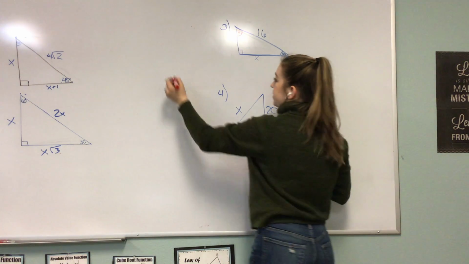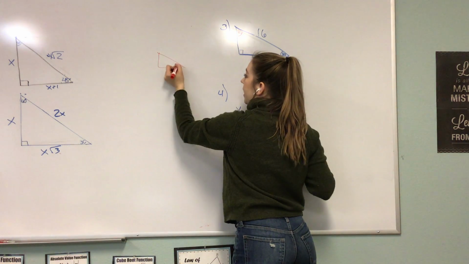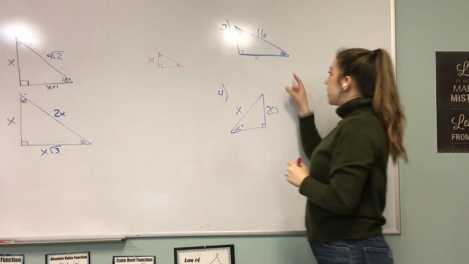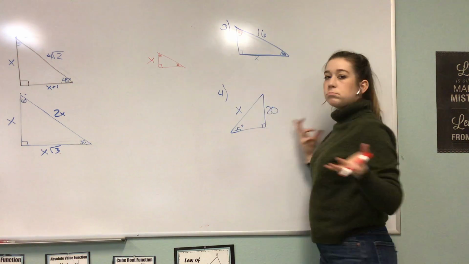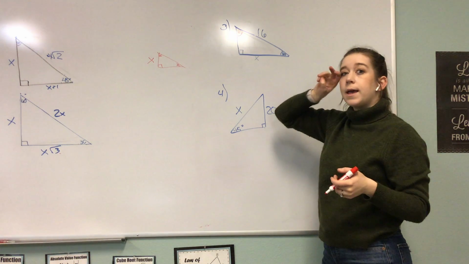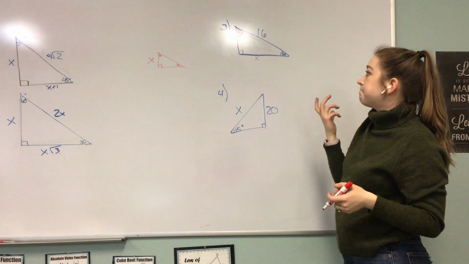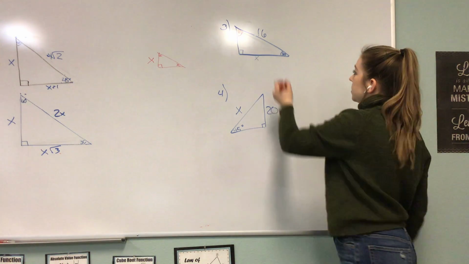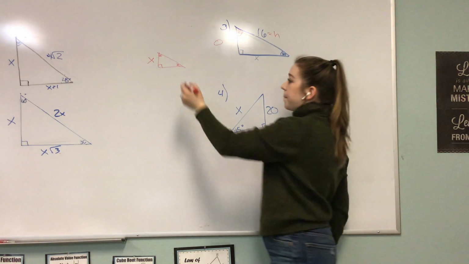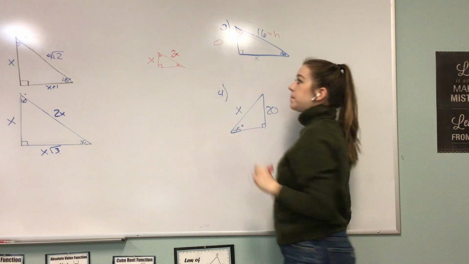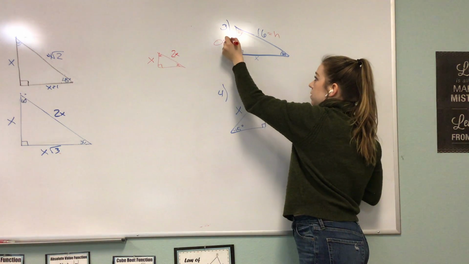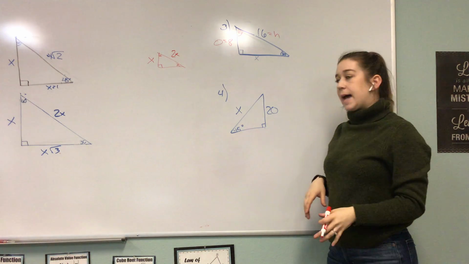Looking at, I'm just going to rewrite it, a 30, 60, 90, opposite of your 30 is the x value. And then this is 2x. In this case, instead of calling it x, I'm just going to call it my opposite. So this is my opposite and this is my hypotenuse. So my hypotenuse is 2 times my opposite, which 16 divided by 2 is 8. So I have 2 of my missing sides.